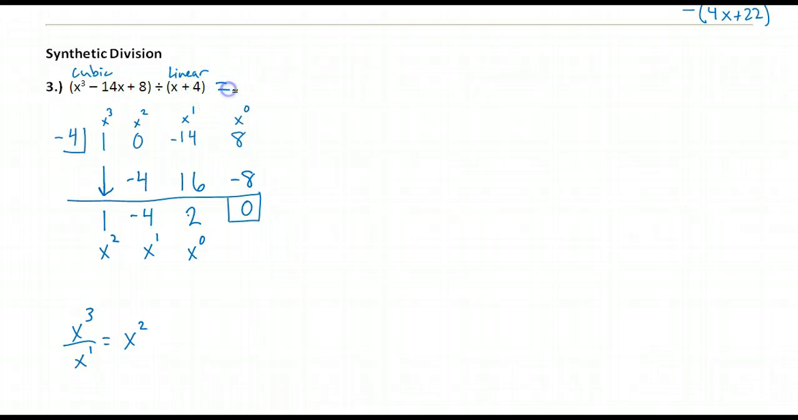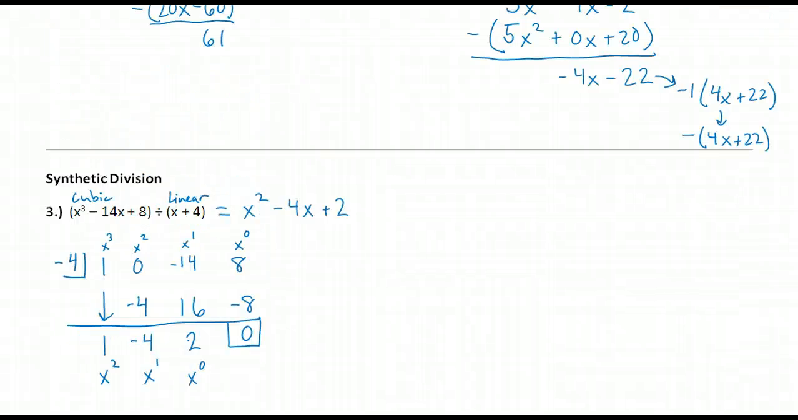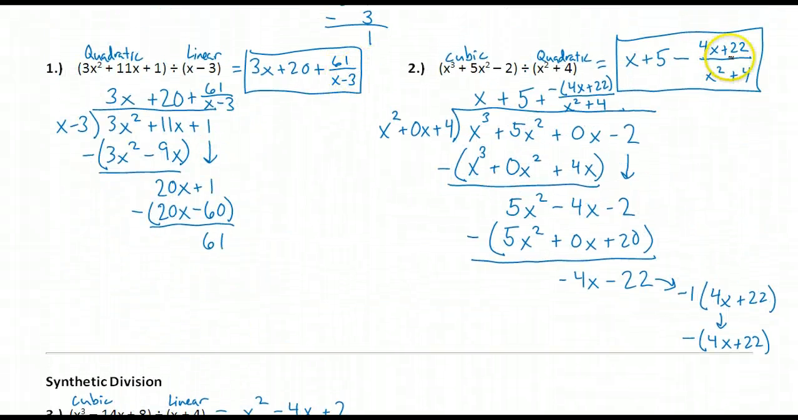So my final answer is 1 x squared, negative 4 x's, and 2 x to the 0 powers, 2 constants. And in this case, I have a remainder of 0. So I don't need to write plus anything. If I had a remainder, I would write my remainder just like I did in long division. My remainder over my divisor.